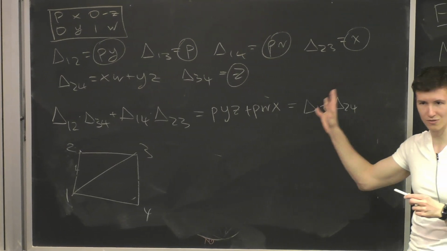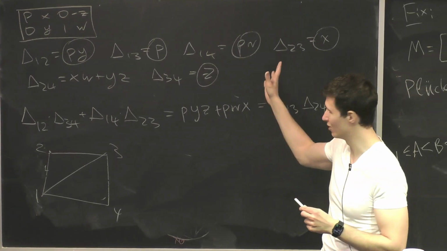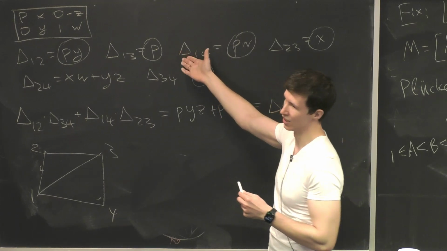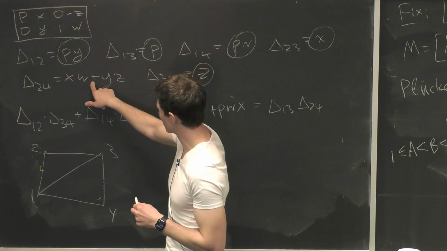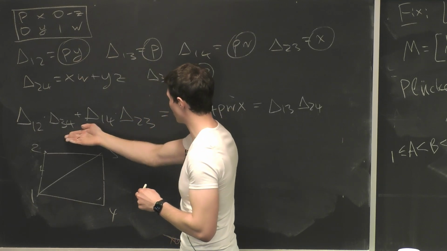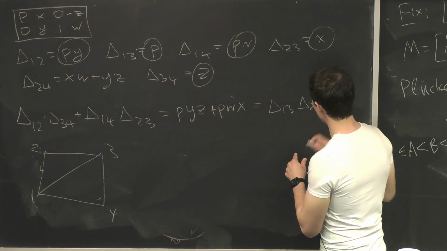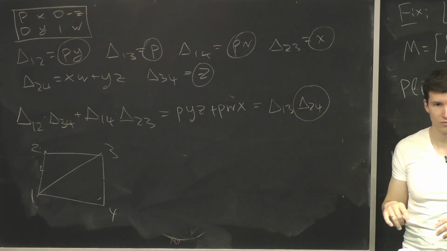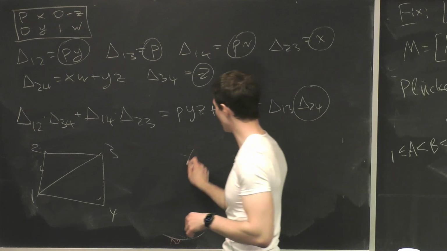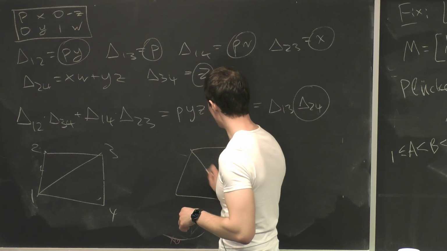Unlike in the case of inscribed quadrilaterals, here I actually have an honest seed. Right, so delta 2, 4 is expressed in terms of the other ones, according to the mutation. You can express delta 2, 4 in terms of the rest using cluster mutation. And you would get another cluster corresponding to this triangulation.